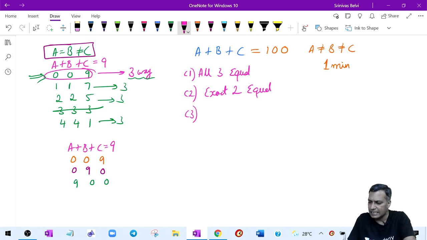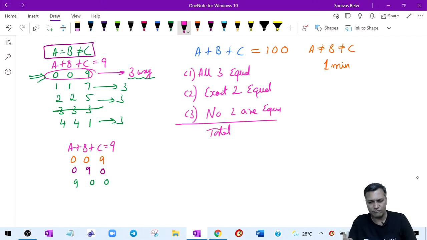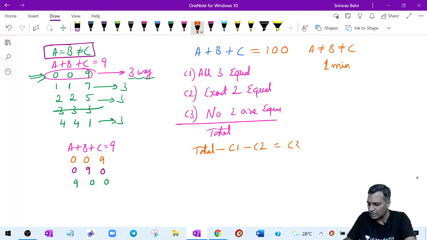What about case three? Case three is where no two are equal. I'm interested in case three, and all these three cases put together become the total. This structure is already in your mind. Once you practice, these structures will be in your mind. So all you do in this question is total minus case one, minus case two, and you end up with the answer, which is case three.